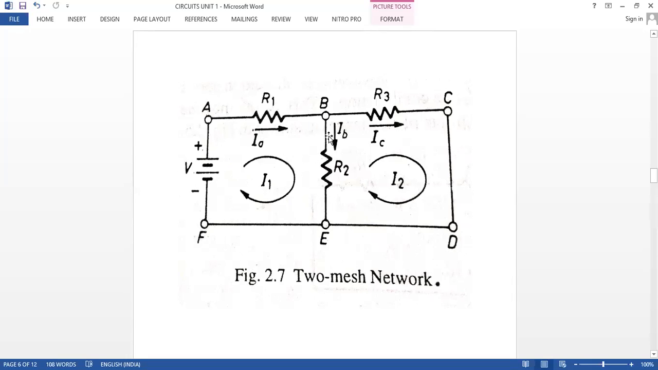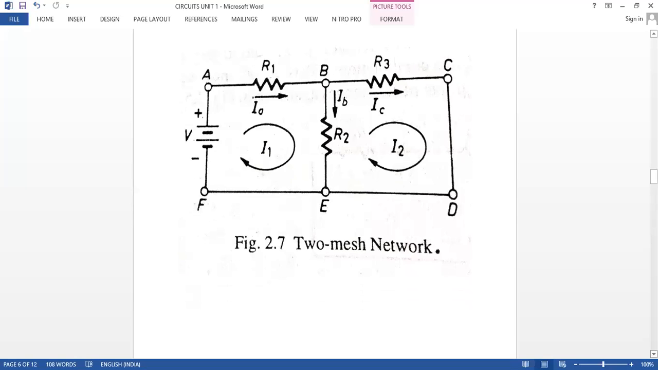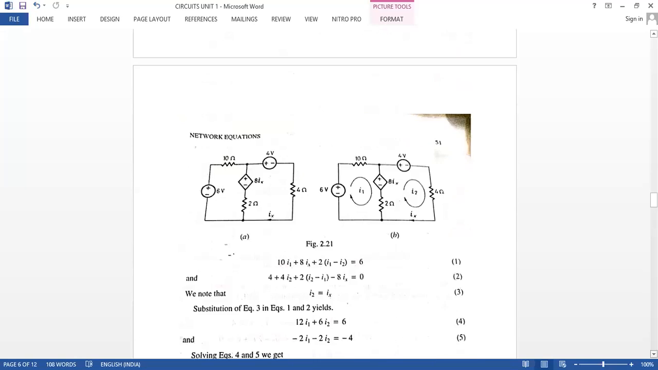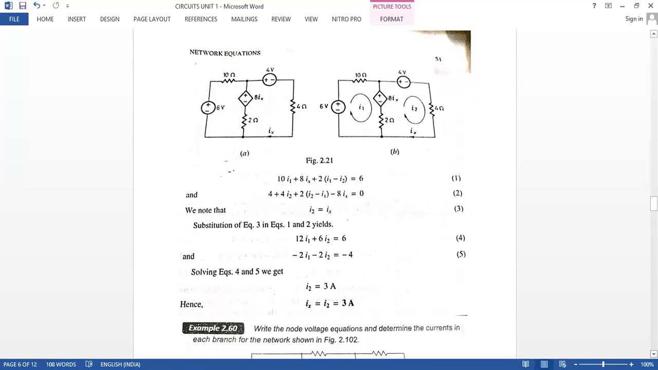So, the current flowing through R2, when we are writing the equation for mesh 1, is I1 minus I2, and when writing for mesh 2, it is I2 minus I1. Right, we'll take the problem. This is the general indication. We should know the logic. We have to explain the problems. So I've taken a tough problem for you all. We'll write the expression.